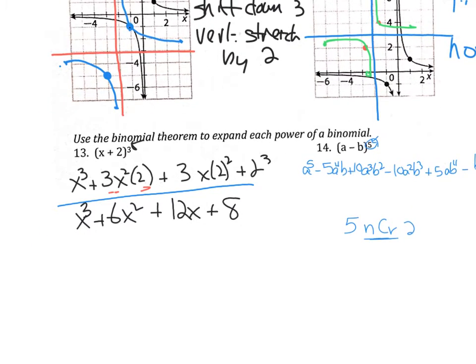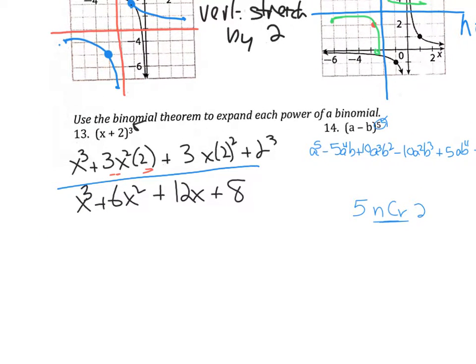And 13, 14 is what we did last week. We got to expand it. Because the exponent is 3, you're going to get 4 terms. The x's are going to go down. The 2's are going to come up. So if it has a number in your parentheses, it's going to take you 2 lines. 14 has no number. It just takes 1 line. That's all you got to do.